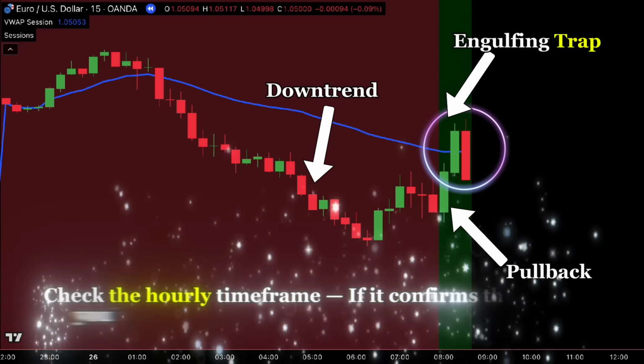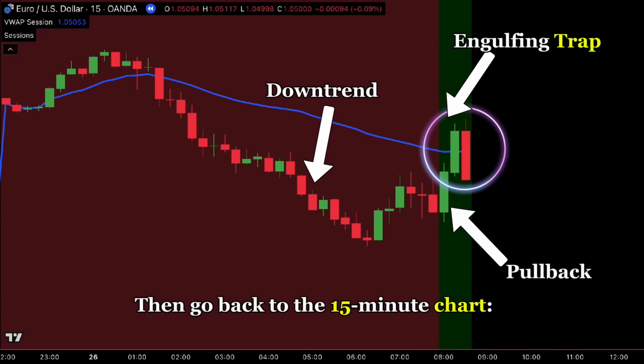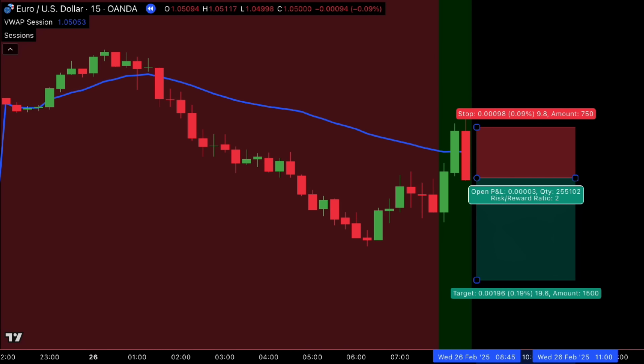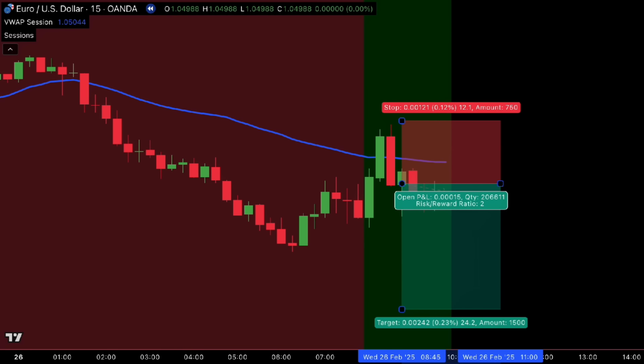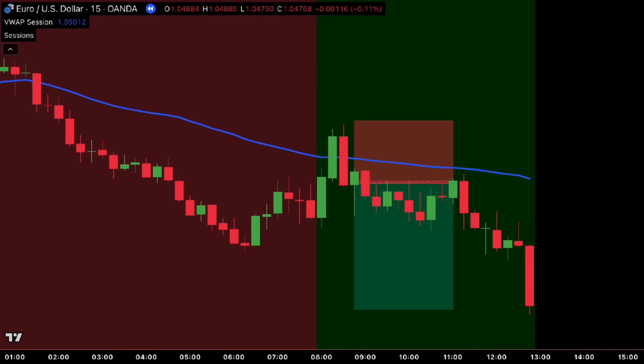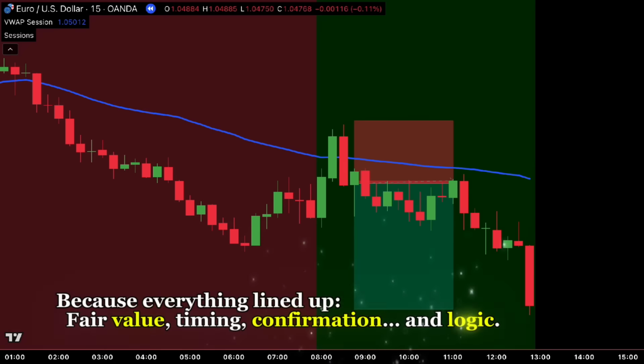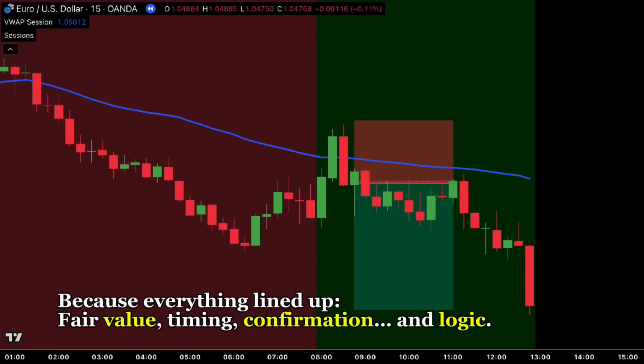Now let's break it down. Check the hourly time frame. If it confirms the downtrend, you've got full alignment. Then go back to the 15-minute chart. Enter at the close of the second candle in the engulfing trap. Place your stop loss above the trap wick. Target the next key level or support zone. Now look at what happened next. The market moved exactly as expected because everything lined up. Fair value, timing, confirmation, and logic.